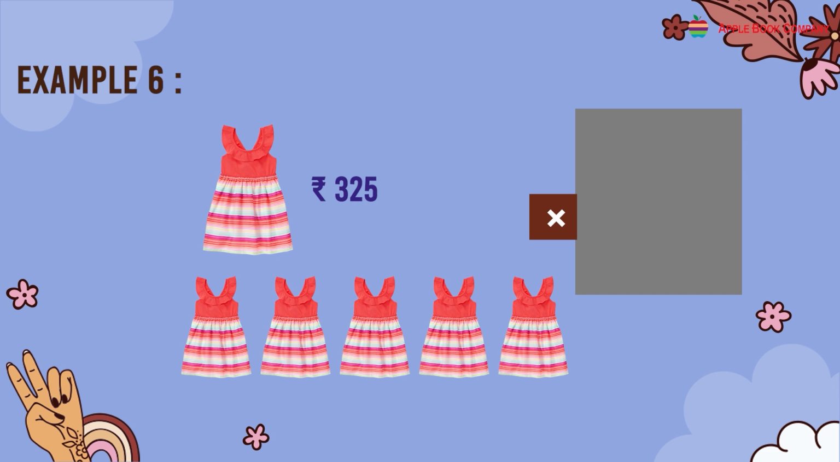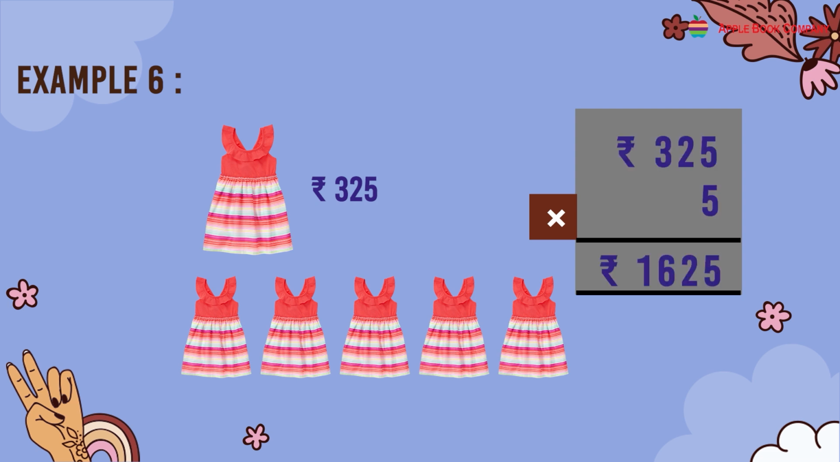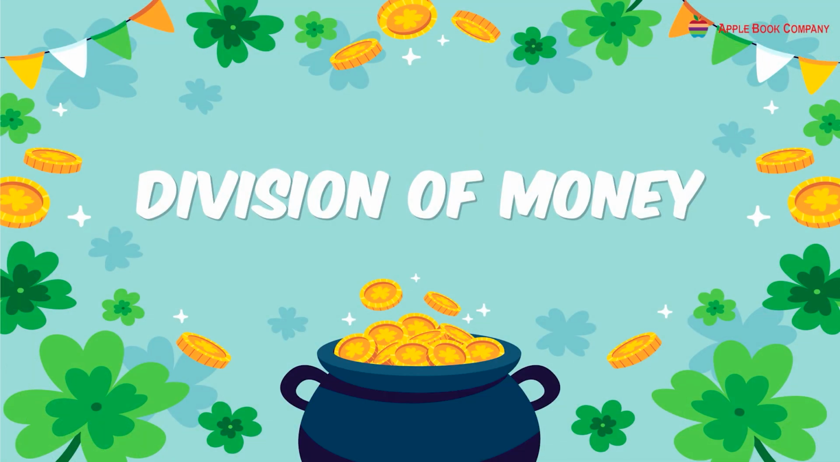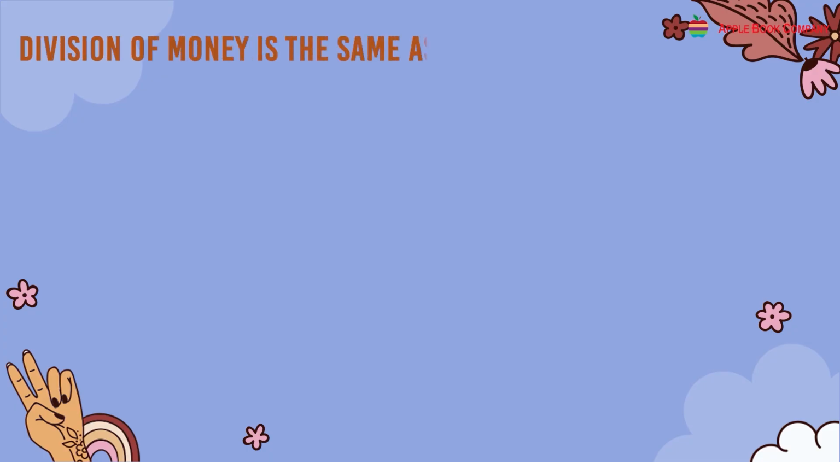Price of one dress is equal to 325 rupees. Price of 5 dresses is equal to 325 into 5, which is equal to 1625. Hence, 5 dresses will cost 1625 rupees. Division of money. Division of money is the same as division of any other number.